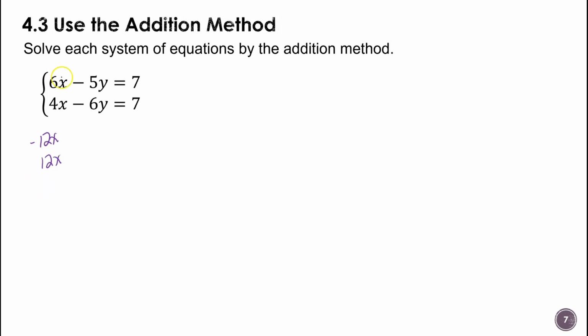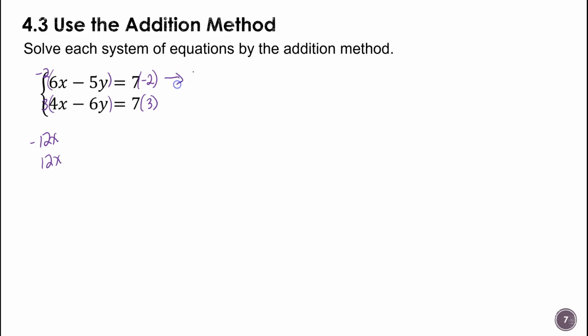So if I multiplied the first equation by negative 2 and the second equation by 3, this is what would happen. Let's just do that. Let's take this first equation and multiply by negative 2, and on the second equation, multiply by 3. Now, you have to multiply every single term. Sometimes students forget the term on the right-hand side of the equation.